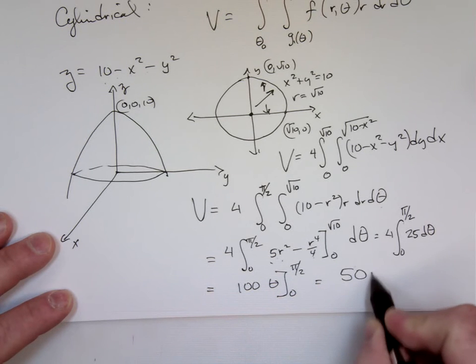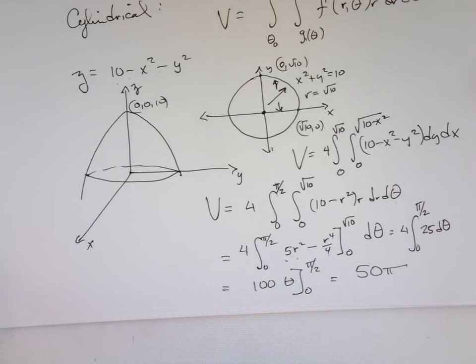The exact volume underneath that paraboloid is 50 pi cubic units. That's the exact volume underneath that thing.